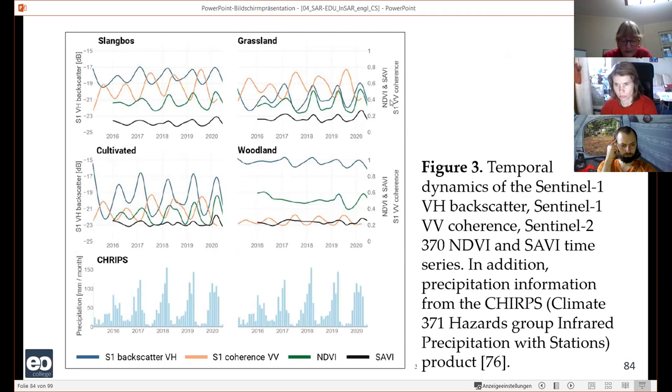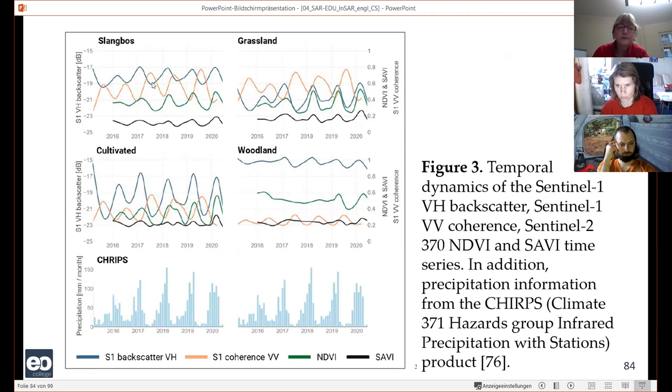One more take home message: coherence, this interferometric product, can only be calculated from a co-polarized channel, because you need to stay in the same polarization plane when you want to produce an interferogram. With the VH, you change the polarization plane, as discussed the last days in the system. You cannot produce a coherence map. So we're looking at backscatter VH, because it's related to volumetric scattering, VV coherence, NDVI and SAVI, and this is the axis because NDVI and coherence go from 0 to 1. Here are the colors: the bluish and brownish color is the radar, green is NDVI, and black is SAVI. And we're starting in 2016, when Sentinel-2 was launched.